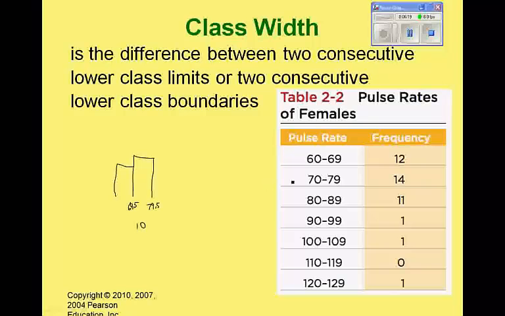Sometimes students will look at a particular class, take the second class that they're looking at, and say, oh, it looks like the width is 9, 79 minus 70. That's not what you want to do. You either want to subtract the class boundaries, or you can look at the lower class limits of 2 consecutive classes. So from 70 to 80 or from 80 to 90, that tells me that the class width here is 10. Okay, so that is the class width.